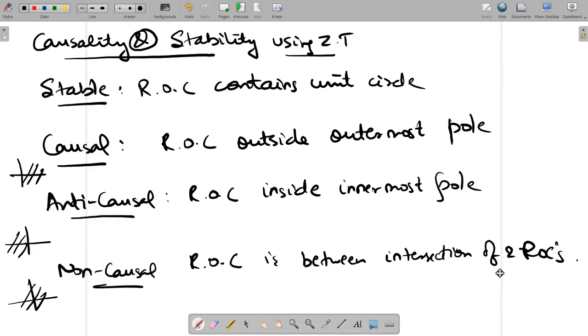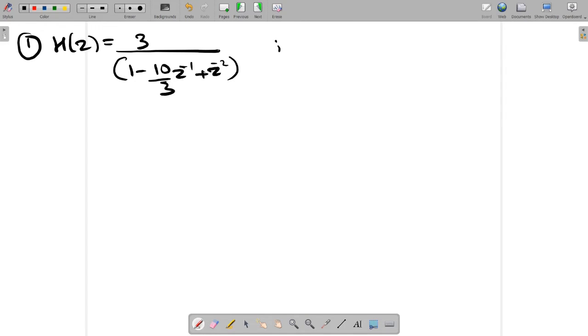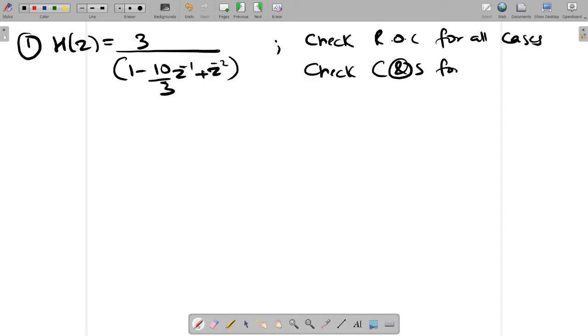Okay, we'll see what is the meaning of this non-causal, anti-causal and causal and stability by doing one sum. Okay, this one sum should be enough for us to understand the concept behind this entire thing. Okay, you have done this earlier also, but we'll do it once again for your reference. Let us do a sum directly over here so that we can understand what is this causality and stability. If I say, for example, H of z is equal to 3 upon 1 minus 10 by 3 z inverse plus z to the power minus 2. Check ROC for all cases. Check causality and stability for all cases.